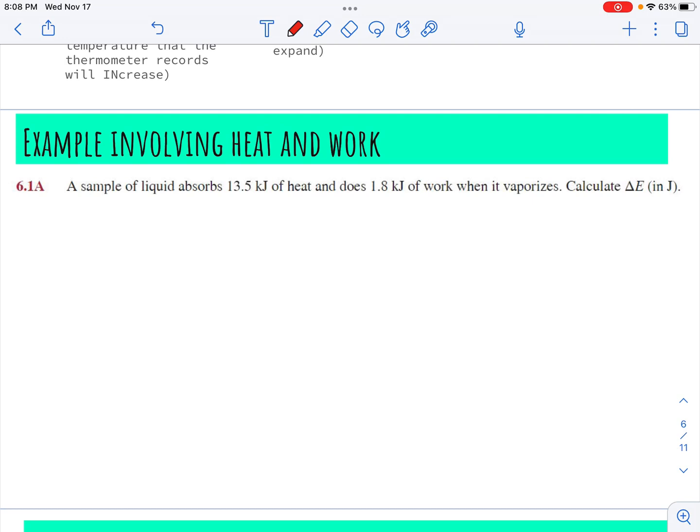A sample of liquid absorbs 13.5 kilojoules of heat and does work equivalent to 1.8 kilojoules when it vaporizes. Vaporizing, of course, is an "I must absorb energy" kind of scenario, so this makes a lot of sense. I want to calculate delta E, and notice that they wanted it in joules, and my work and my heat were given to me in kilojoules, so I'll have to convert that eventually. The hard part about this is knowing the sign. If the liquid absorbs heat, this means that q is positive. And if the system does work, that means that work is negative.